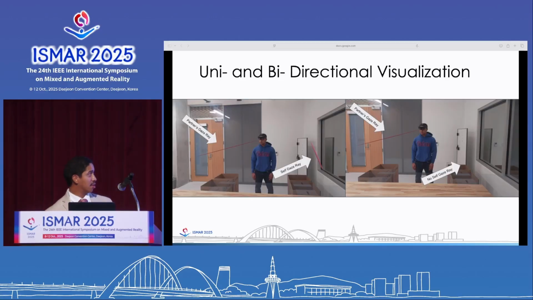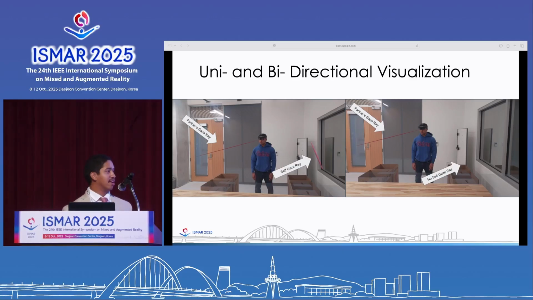So as we can see here, we have the first example of uni and bidirectional using the ray visualization. On the left one, we have the bidirectional, meaning that my partner's visualization and mine are both seen. And you can kind of see based on the two red lines that extend from the headset.